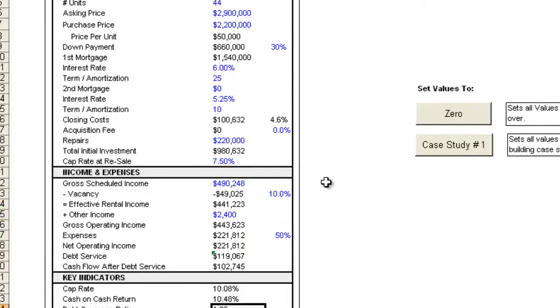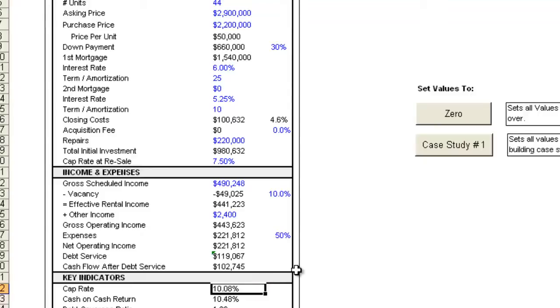All right. So in our first investment criteria, as we said, we want to buy this at a 10 cap. In order to buy this on a 10 cap, which has a net operating income of $221,000, times 10 would have to be an acquisition price of $2.2 million. That gives us a 10 cap. So this is one of the investment criteria.